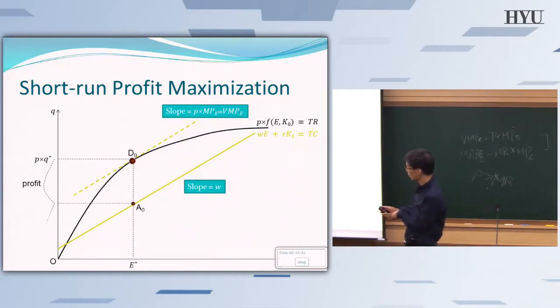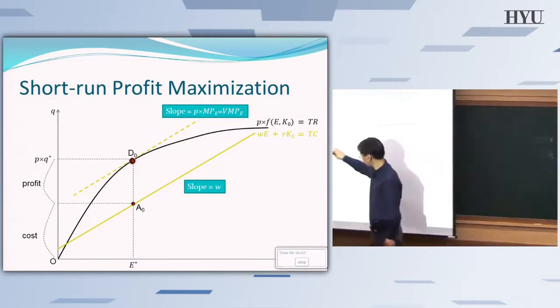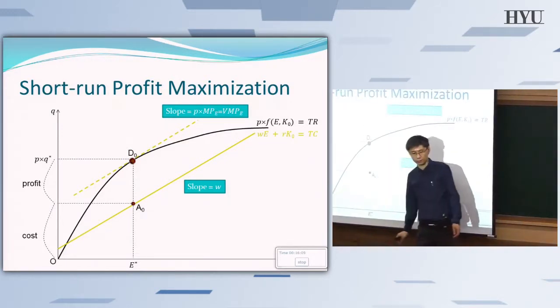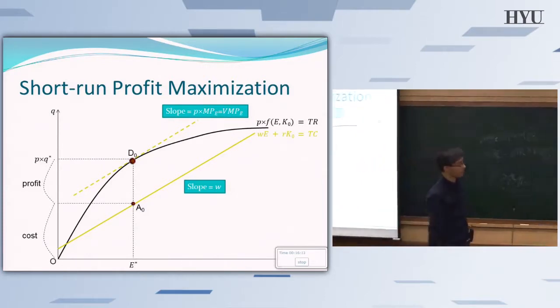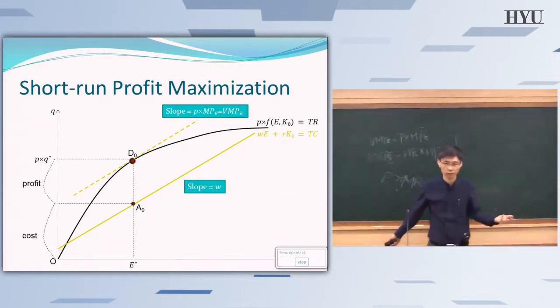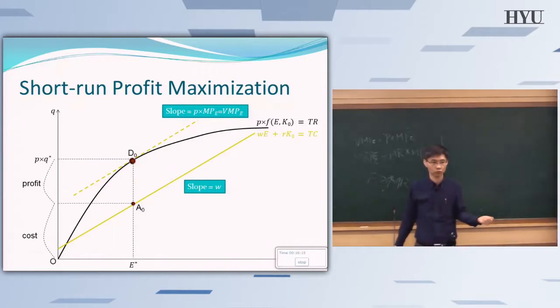So E star is the optimal labor input, and profit is the distance between D0 and A0, and A0 to E star is the cost part. And total revenue is obviously the whole distance. Get that? Questions?